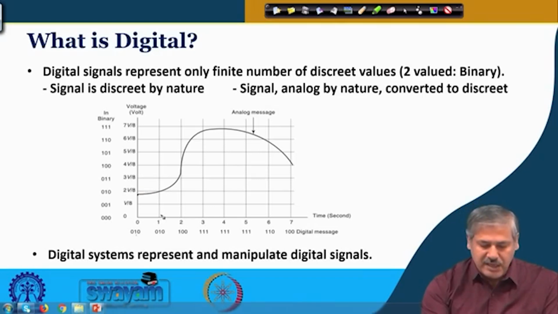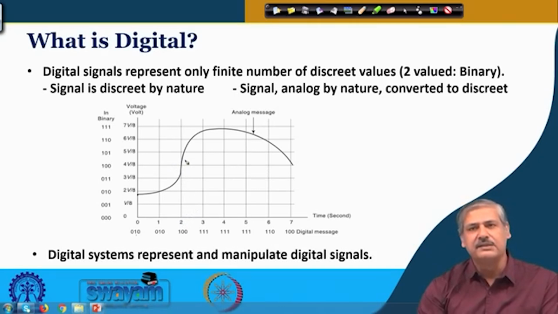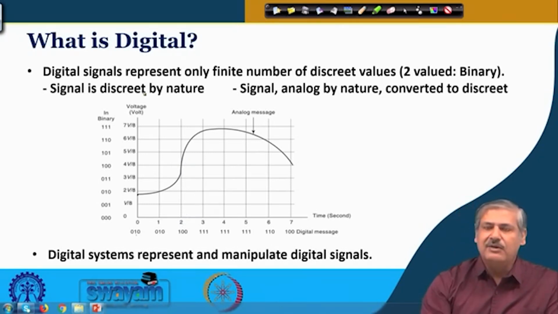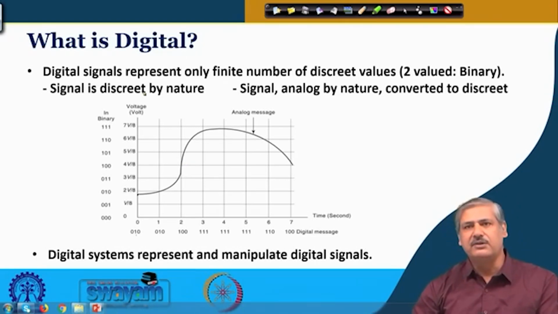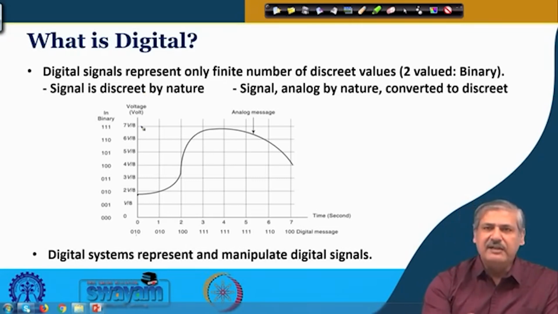Okay. At 1 again it is 2 V by 8. At 2 we see this is associated with 4 V by 8, so on and so forth. Now, this is discrete level. Now, as I said, we are finally representing it using binary codes, right. So, 2 valued binary. So, there are 8 levels. If we want to represent it using only binary, we need how many binary digits or bits?